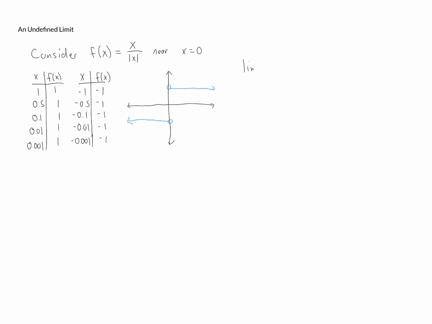So we can say the limit as x approaches 0 of x over the absolute value of x does not exist. Sometimes you write DNE for does not exist. So this is a situation where we have a limit that doesn't exist. And there are many situations we will see where that happens to be the case.